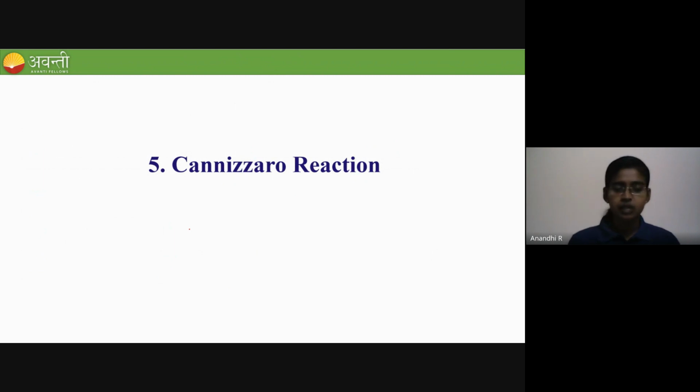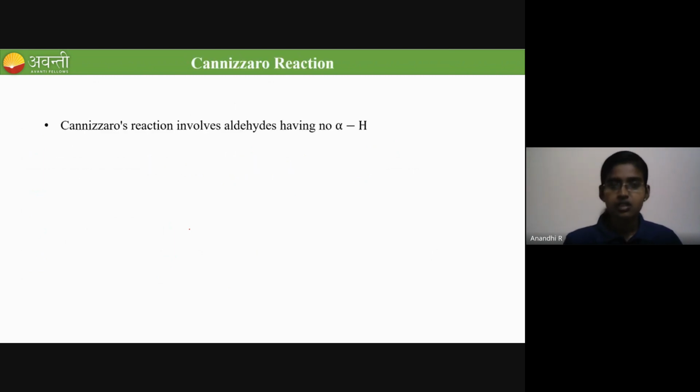It is again a naming reaction, a very important reaction. This reaction involves aldehydes having no alpha hydrogen. Can any one of you name an aldehyde which doesn't have alpha hydrogen? We have two main aldehydes which don't have alpha hydrogen. Can any one of you give me that compound in the chat box, the name or the formula of the aldehyde which doesn't have alpha hydrogen?